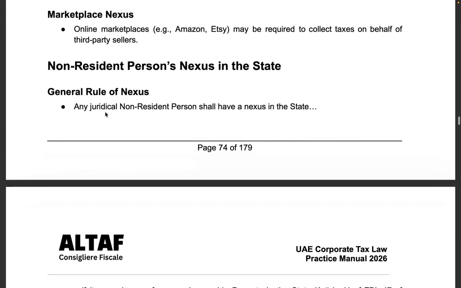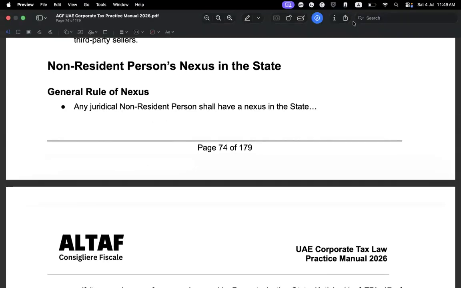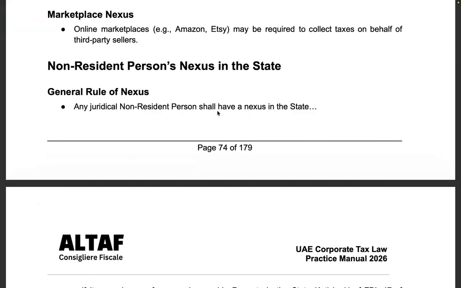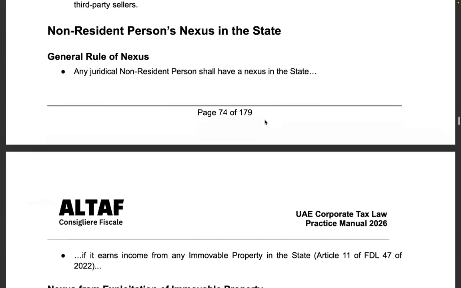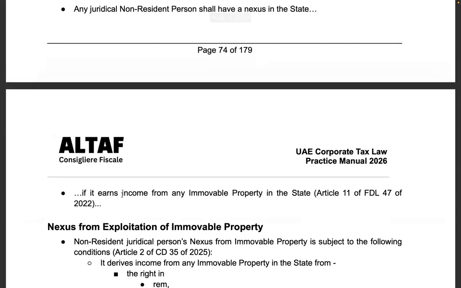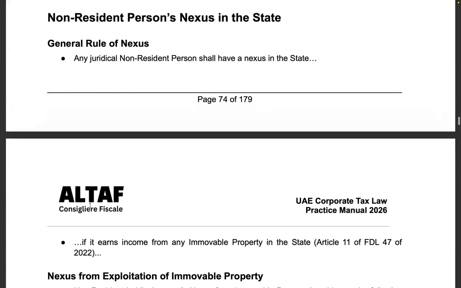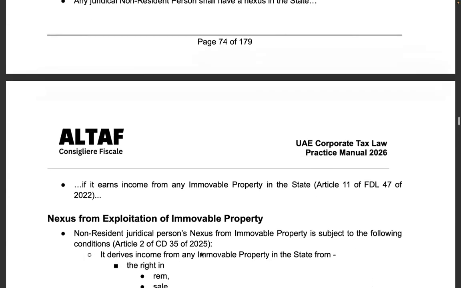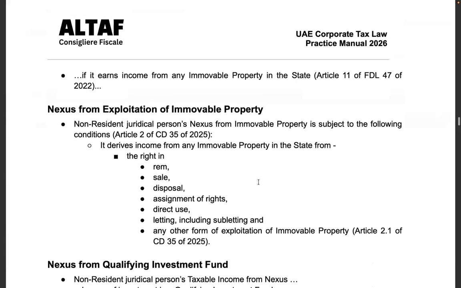General rule of nexus: any juridical non-resident person shall have a nexus in the state if it earns income from any immovable property in the state. That's Article 11 of Federal Decree Law number 47. So if it earns income from immovable property, that's what we discussed, right? Nexus from exploitation of immovable property, Cabinet Decision number 35 of 2025.